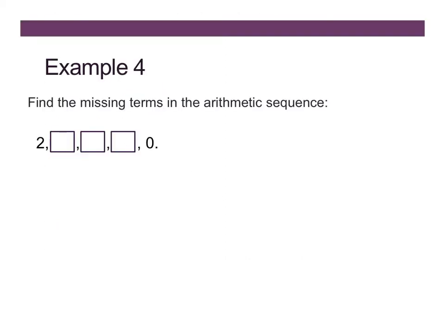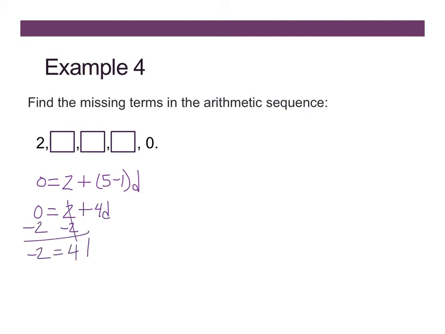Example 4. Find the missing terms in the arithmetic sequence. So using the same strategy as in the last example, we know that our fifth term, 0, equals the first term, 2, plus 5 minus 1 times the common difference, d. So 0 equals 2 plus 4d. We subtract 2 from both sides, getting us -2 equals 4d. Divide by 4, getting us a common difference of -1/2. So we're at 2, go back a half, takes us to 1.5. Go back a half, takes us to 1. Go back a half again, takes us to 0.5.